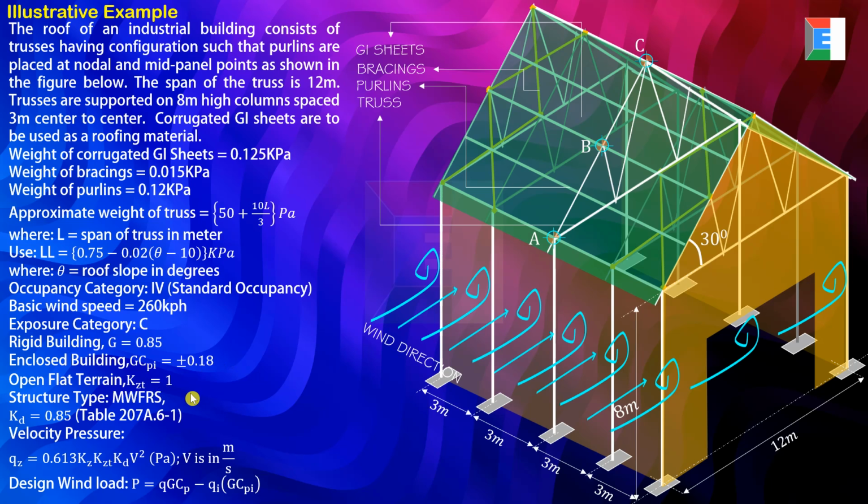factor na 1.0. Yung structure type niya is mean wind force resisting system or MWFRS. Yung directional factor niya is 0.85 as referred to table 207A.61. Yung velocity pressure is defined by this formula. We have 0.613 kZ, kZt, kd v squared in Pascal, where v is in meter per second. And then meron siyang design wind load, which is again defined by this formula, QGCP minus QIGCPI.